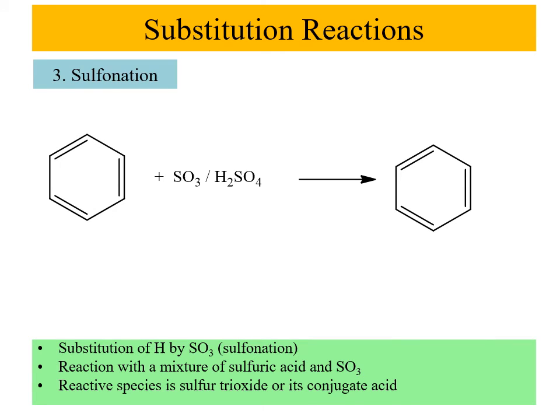Benzene can also undergo sulfonation. In sulfonation, the mixture of sulfuric acid and sulfur trioxide will give the SO3H cation. So SO3H will be substituted at the benzene ring when it undergoes sulfonation reaction.